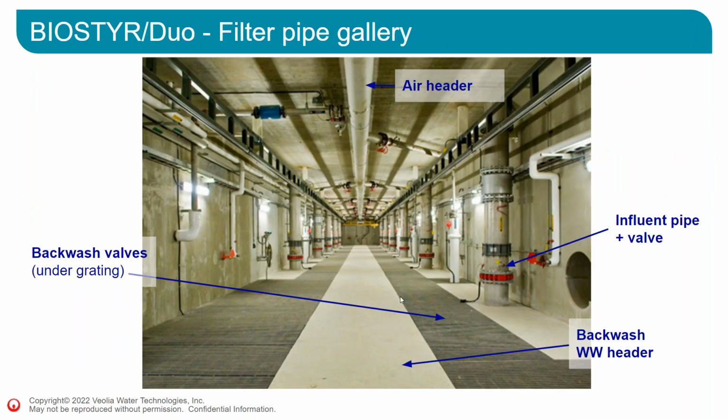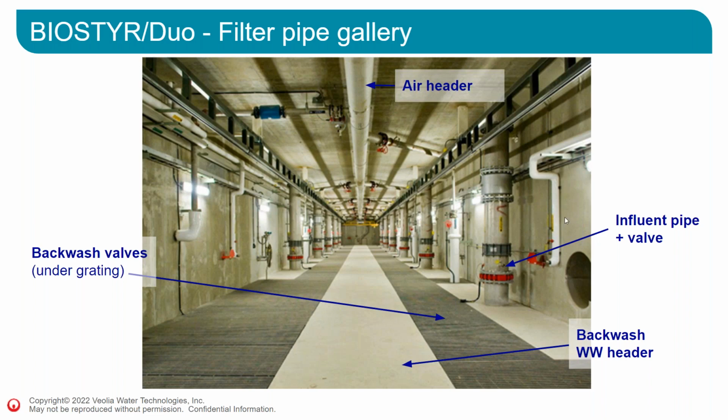So now this is the filter gallery of a Biostyr wastewater treatment plant. What you can see on the left and on the right are the Biostyr cells. You can see in the middle, it's the backwash main header. This is where the backwash water is collected to go in the backwash tank. The backwash valves that allow the backwash are below the grates here.